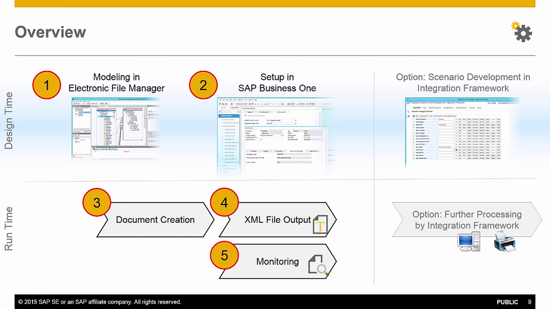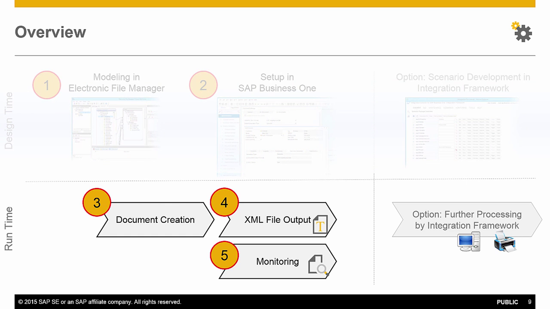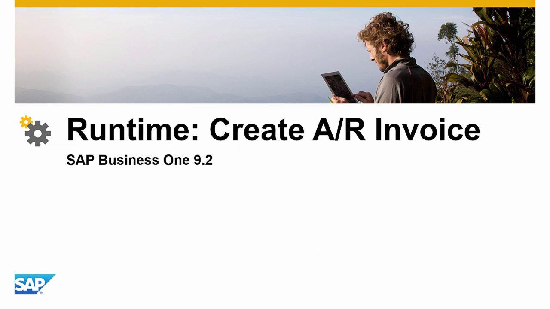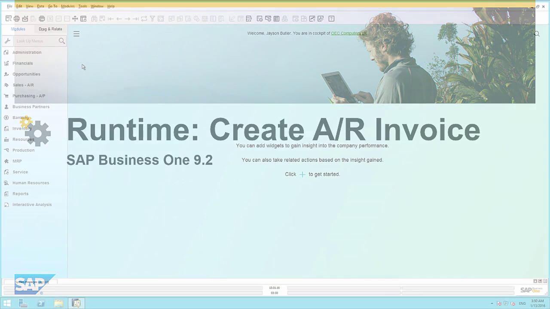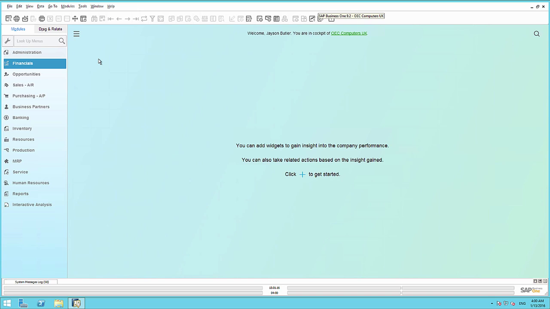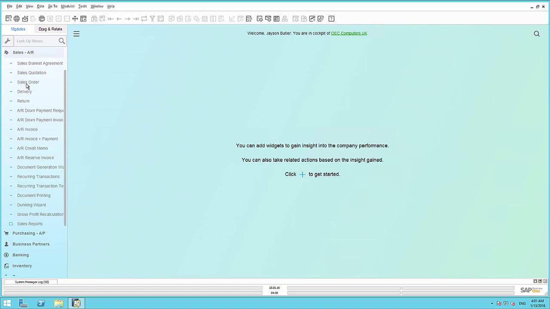Now that we have created our format definition in SAP Business One and we've gone through the necessary settings to activate the electronic document framework, we're now going to view this scenario from the perspective of an end user. To do this, we're going to create an accounts receivable invoice in the system. We're going to begin by duplicating the last invoice posted for our customer microchips. So firstly, we're going to navigate to Sales, Accounts Receivable, and we're going to open up the Accounts Receivable invoice window.